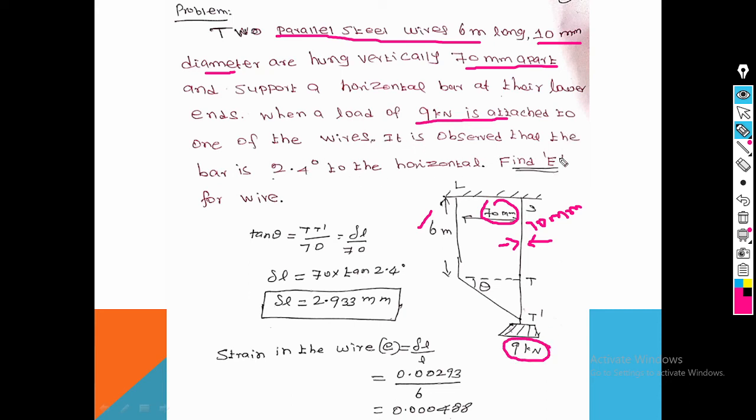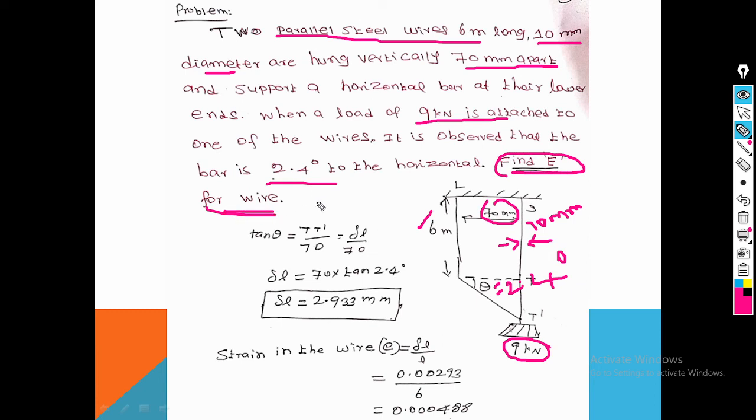It is observed that the bar is inclined at 2.4 degrees to the horizontal, so the bar has deflected by an angle of 2.4 degrees. Find the Young's modulus E of the wire.